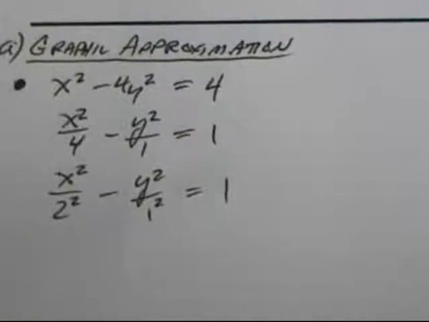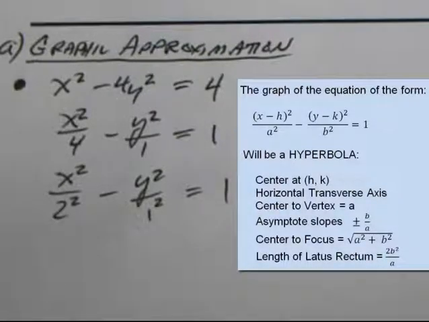Now here's where we need to recall the basic information for a hyperbola written in standard form. In this case, we'll have a hyperbola which has a horizontal transverse axis. Its center will be at (0, 0). The distance from the center to the endpoint of the transverse axis will be 2 units. The slopes of the asymptotes will be plus or minus 1/2.